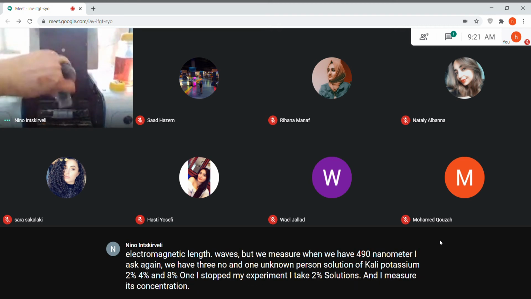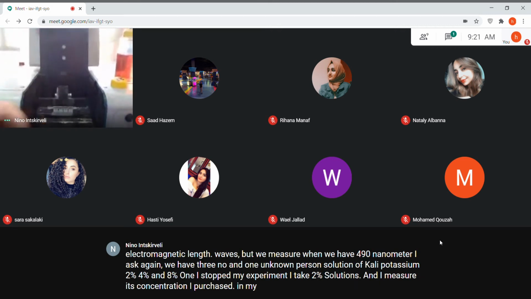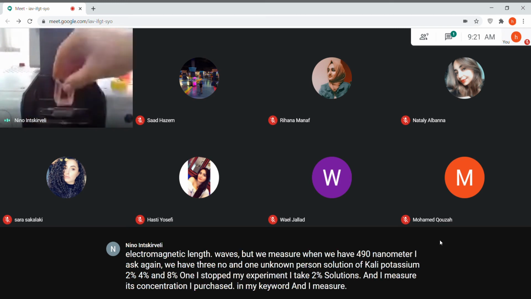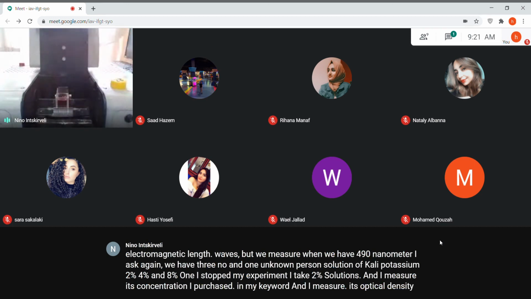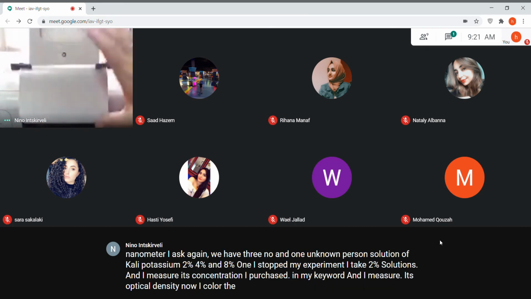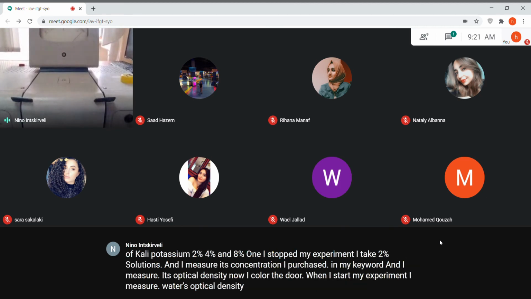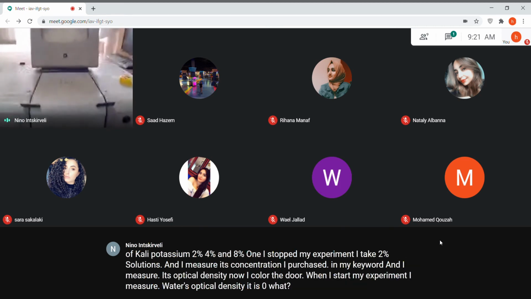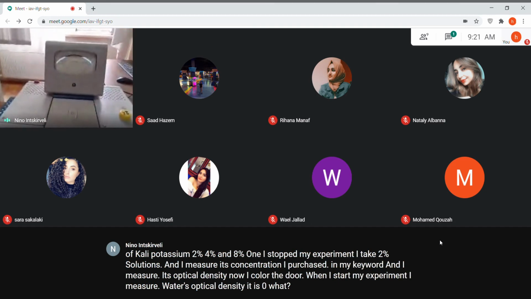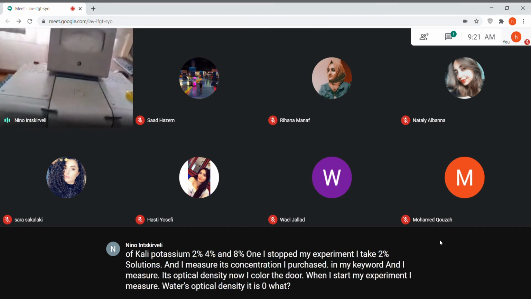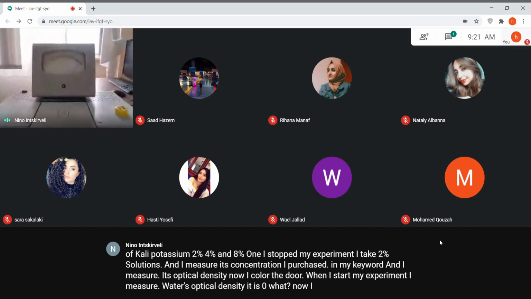I put it in my cuvette and I measure its optical density. Now I close the door. When I start my experiment, I measure water's optical density. It is 0. Now I move the table.